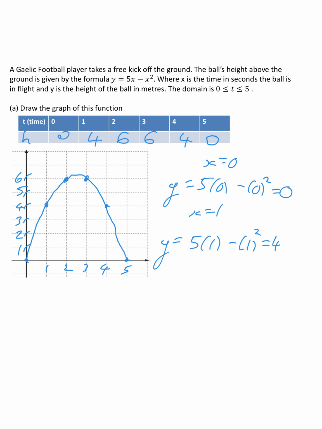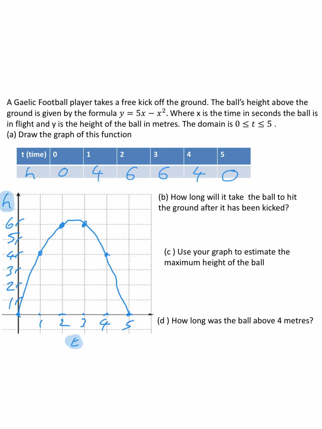Okay, looking like so. So the ball is kicked up in the air, goes along, forms a quadratic, and then it comes down at 5 seconds. Make sure you just label your axis as well with time and height. Okay, let's have a look at some questions that come with this now.